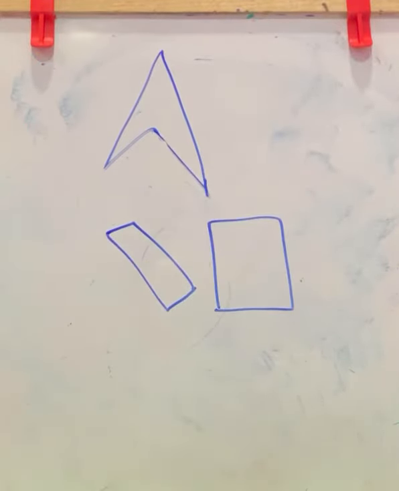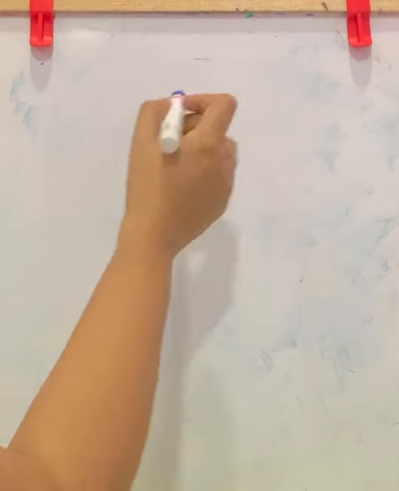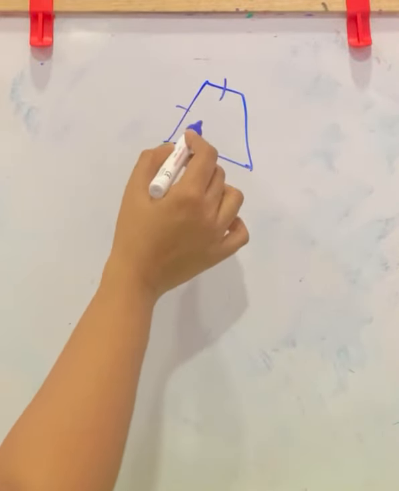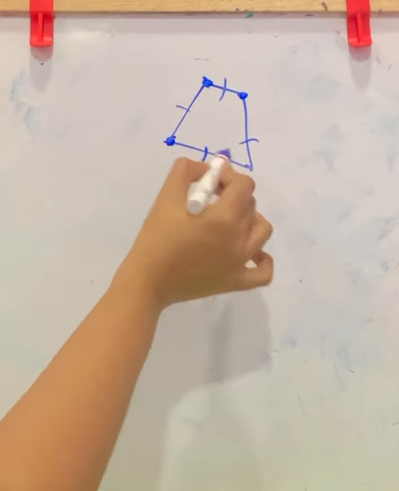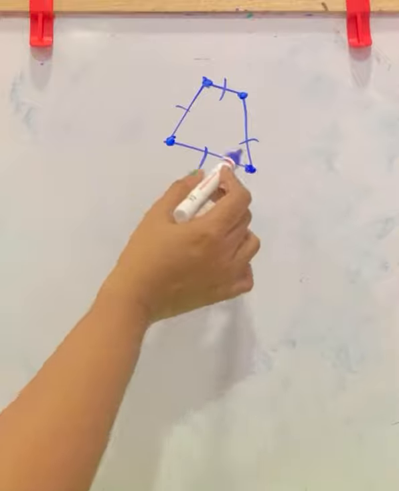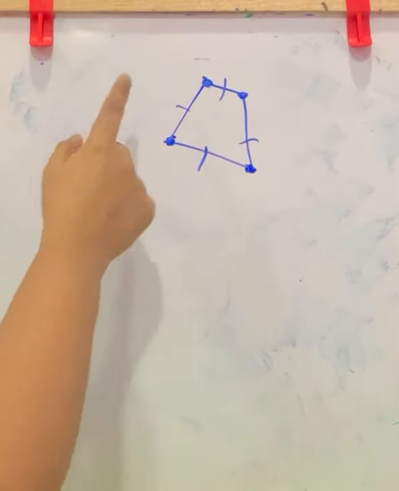Now let us check the classification of polygons. How will we classify the polygons? We classify polygons according to the number of sides or vertices. Sides means, taking this example, we can say these are the sides and these corners are the vertices. Where two line segments join, that point is the vertex. So here are the vertices and here are the sides.